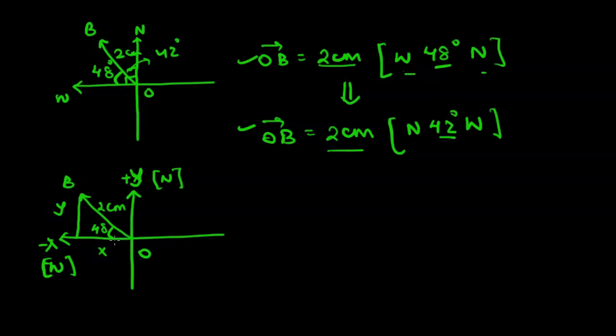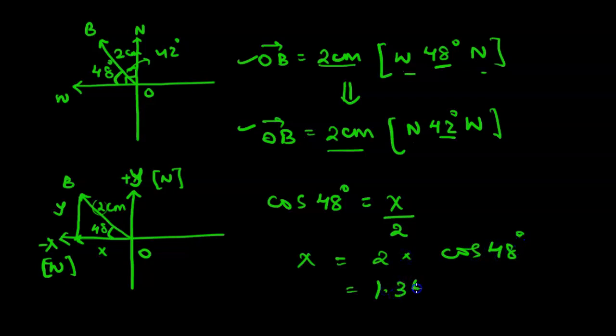Now finding how much of this vector lies on the x-axis means we are finding the x component of the vector. We would see that this x component is nothing but the adjacent of angle 48 degrees. And we're given the hypotenuse because this is a right angle triangle, so we can use trigonometric ratios. So we can say cos 48 degrees is equal to adjacent, which is x, over hypotenuse, which is 2. So the x value of this vector would be 2 times cos 48 degrees, and the answer is 1.34. So 1.34 centimeters of this vector lies on the x-axis.